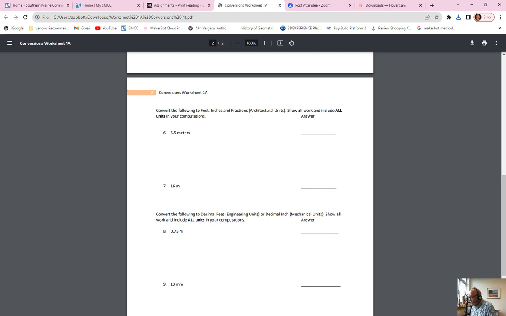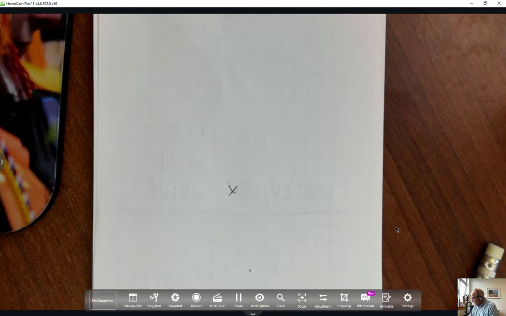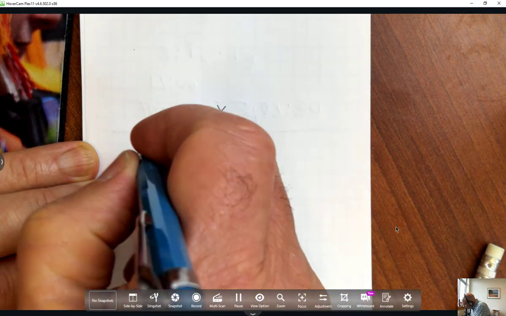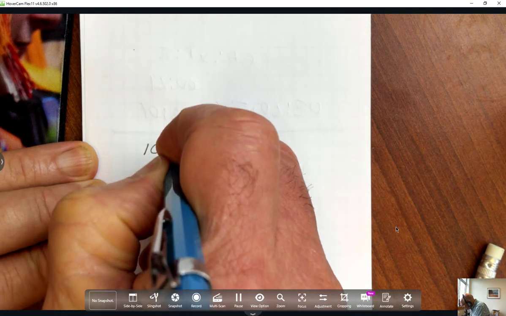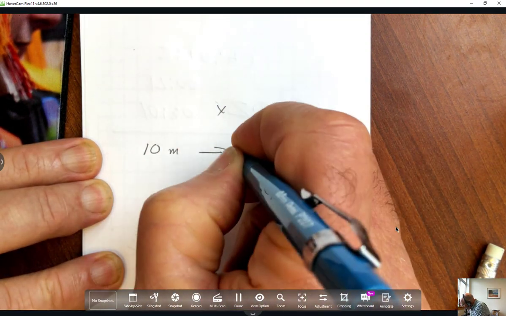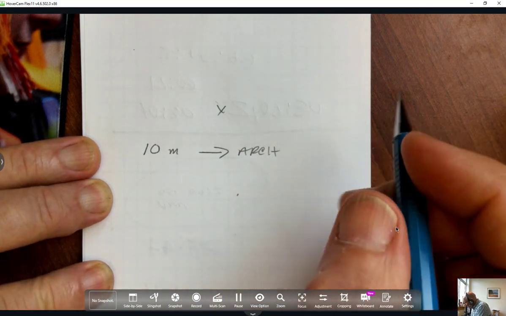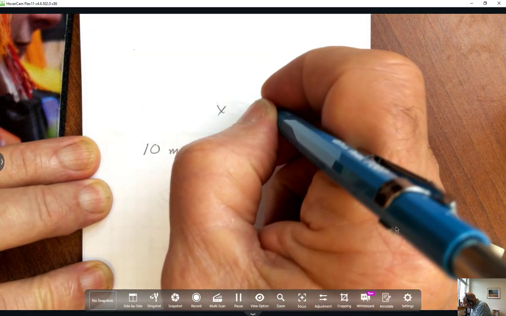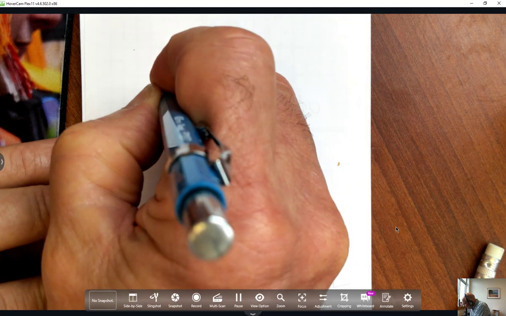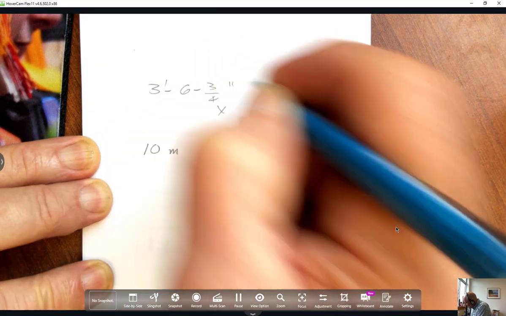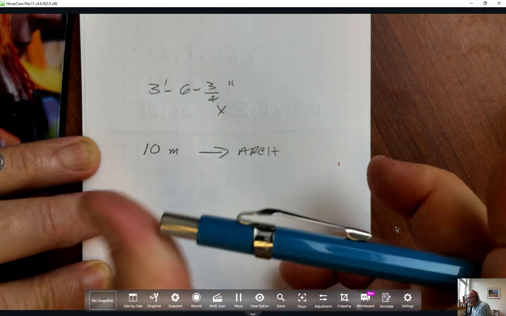So going to my camera. Let's say we want to convert 10 meters into architectural units. Architectural units are in the form of 3 feet, 6 and 3/4 inches. That's the way an architectural unit would be written.